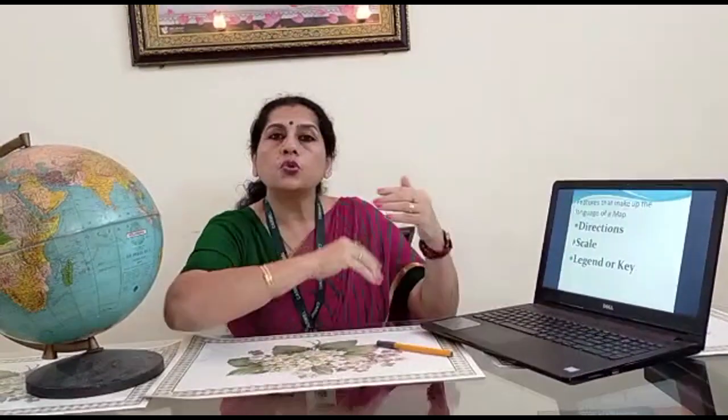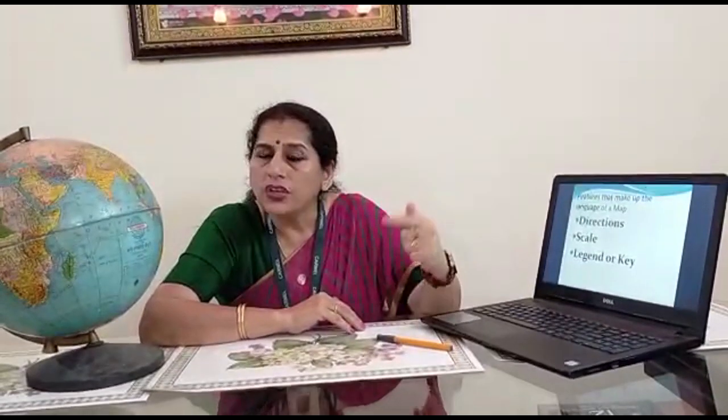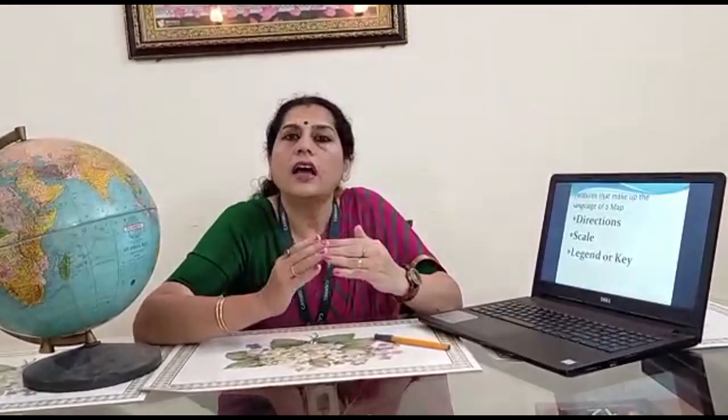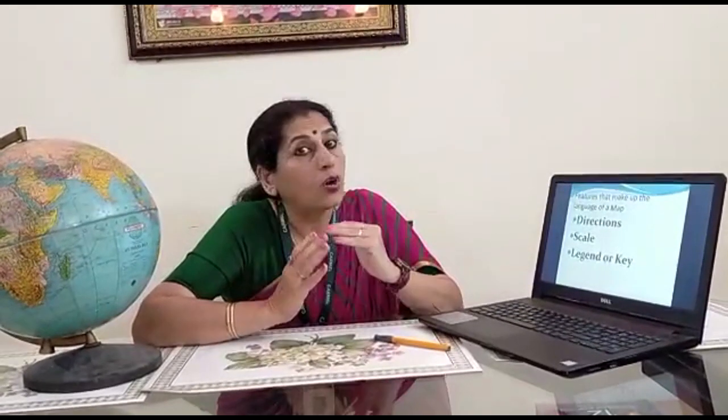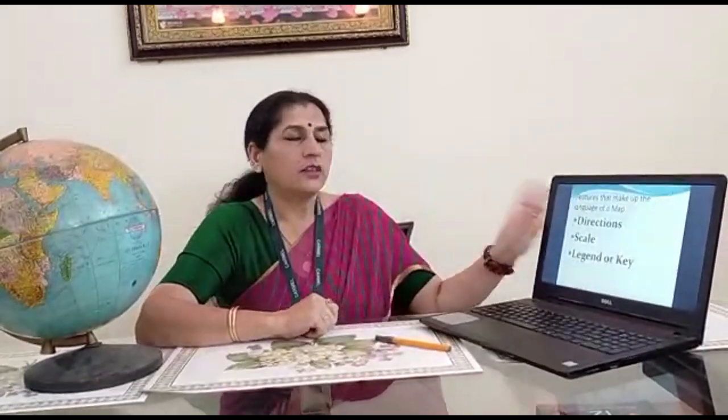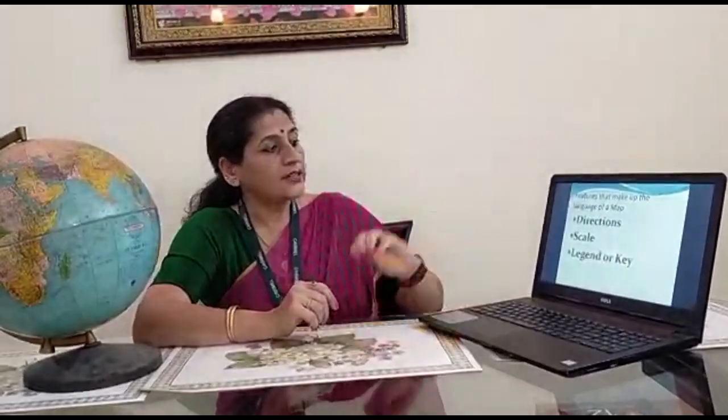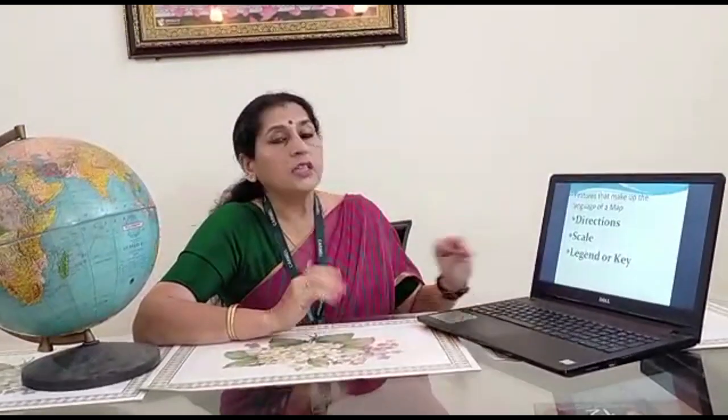Now we come to the features of the map. The features of the map are the language. It is the language which helps us to read the map. It is with these features that we are able to read our map in detail. Now, what are these features? Firstly, the directions. Next is the scale. And third, we come to the legend or the key. Now, let's talk about each feature on the map in detail.